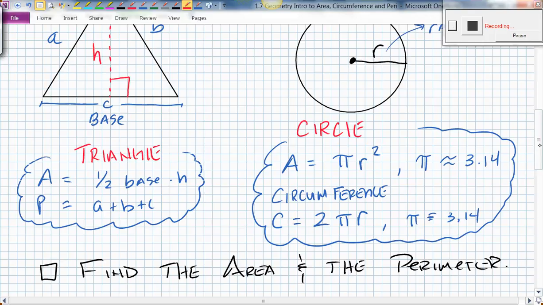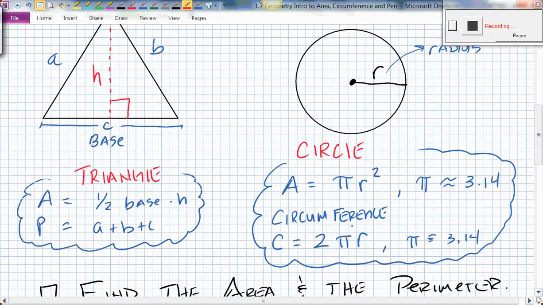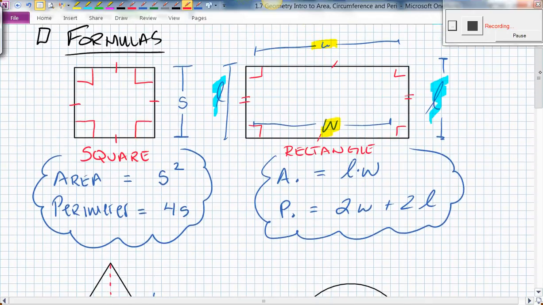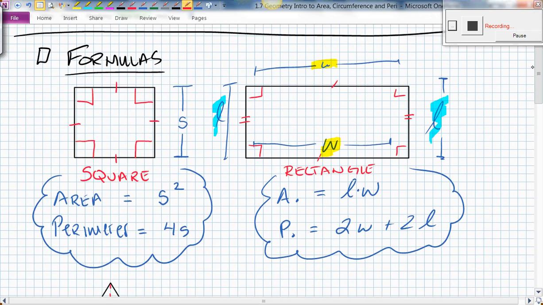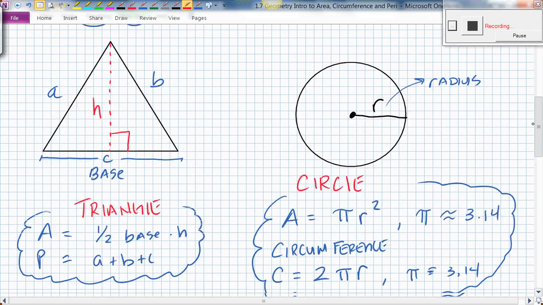And we call the perimeter around a circle the circumference. So the circumference is equal to 2 pi r, and again, pi is equal to 3.14. So these are the four figures that we studied in section 1.7.